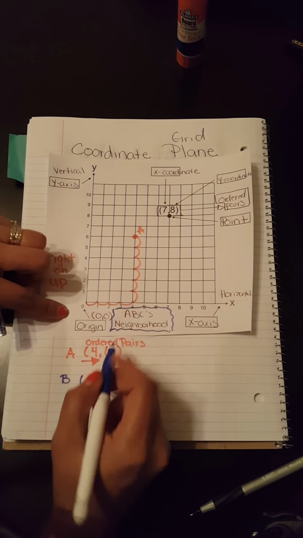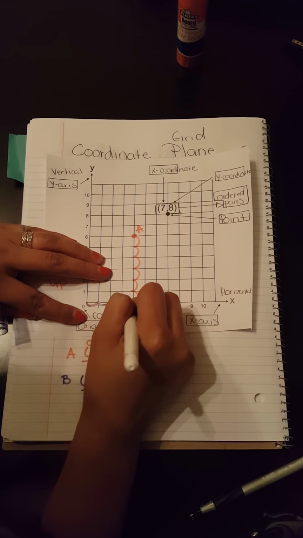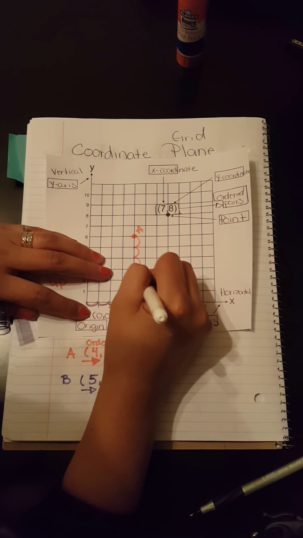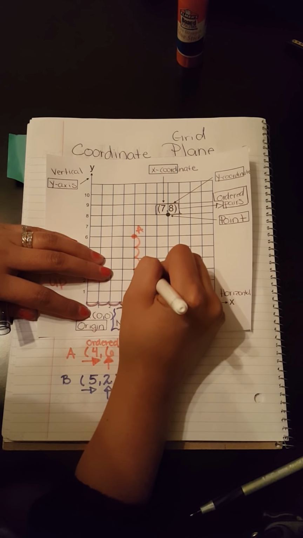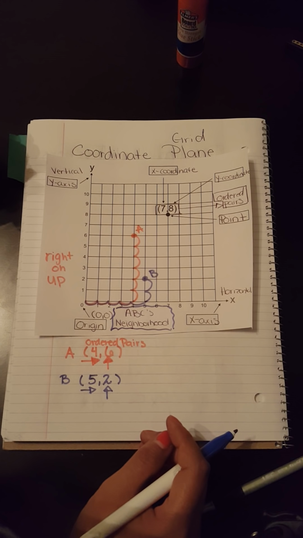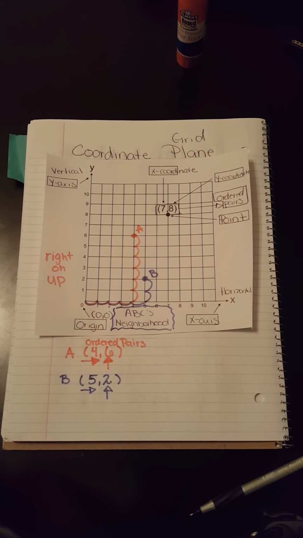Right on up. 5 units to the right. 1, 2, 3, 4, 5. 2 units up. 1, 2. That spot there is the location of B. As we continue doing more of this, it's going to make more and more sense. Let's do another one.